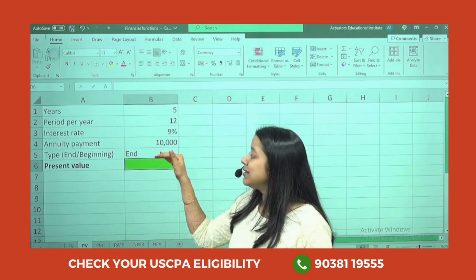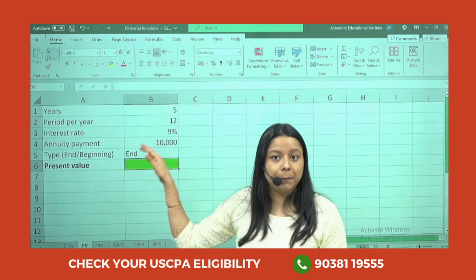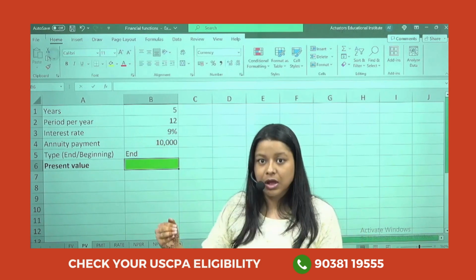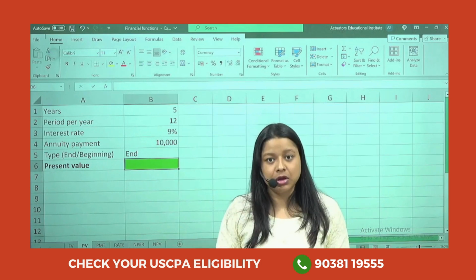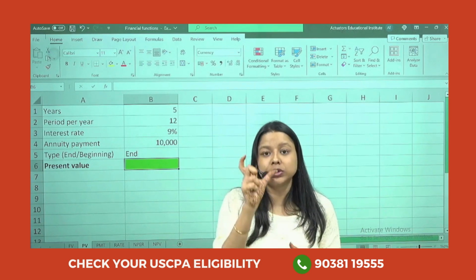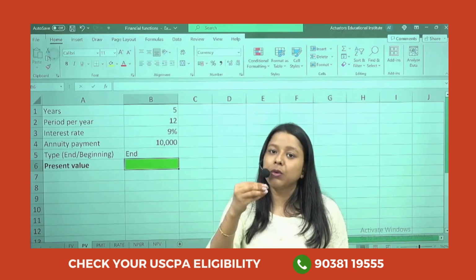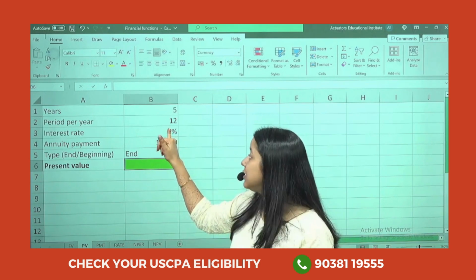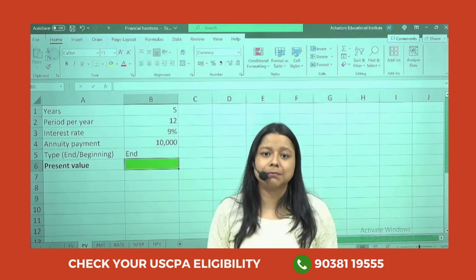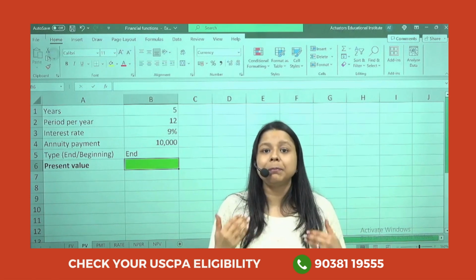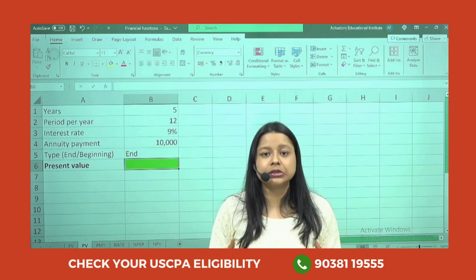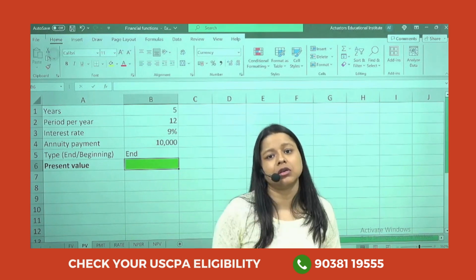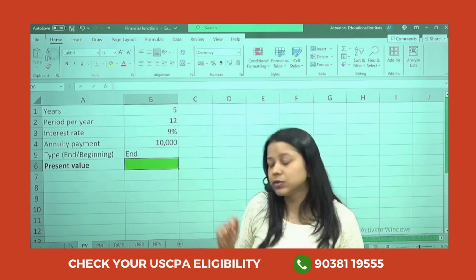So here let us say that you are making a payment of 10,000 every month at the end of the month for the next 5 years. So in total it is 60 months that you are making the payment, 10,000 at the end of the month, and the interest rate in the economy is currently 9%. So what is the total payout? If I want to consider the total payout at time 0 that will happen for the next 5 years, it can be calculated using the PV function.